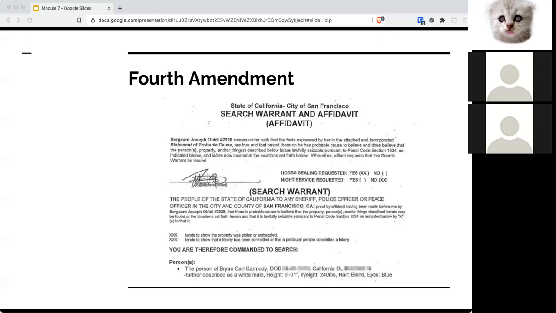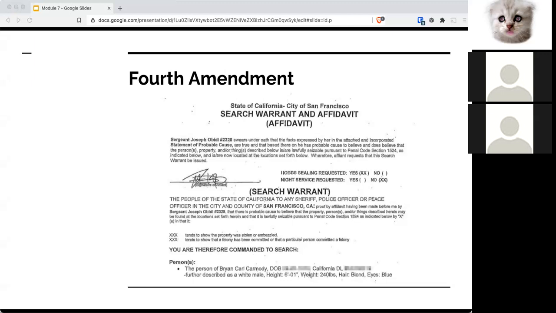Certiorari? I don't actually know how to pronounce that. It's an order made by a higher court that directs a lower court or tribunal to send it court documents related to a case for further review. And motion in limine, a request by a lawyer to hold a hearing before a trial in an effort to suppress evidence.